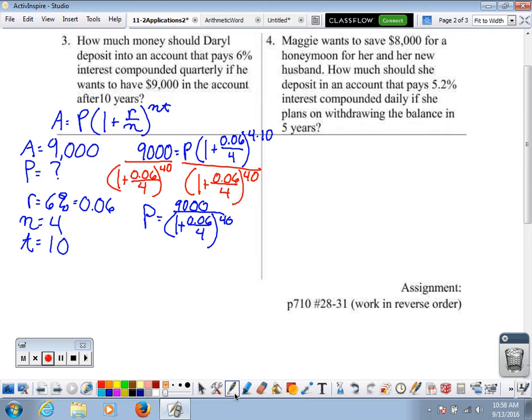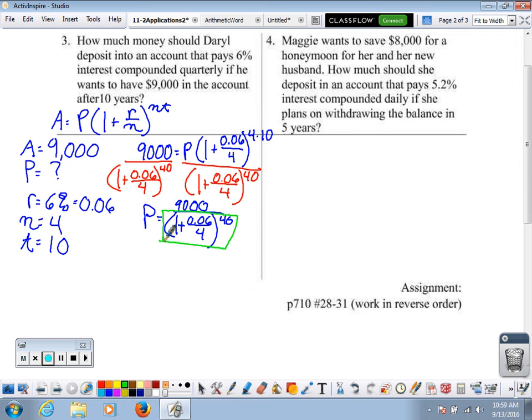Take this piece right here that we want to divide by and work that part out: the 1 plus 0.06 divided by 4, all raised to the 40th power. Go on the calculator and do that part. What do you get? 1.814. Now, leave that number on the calculator.